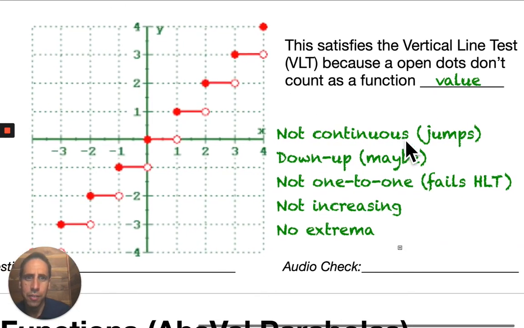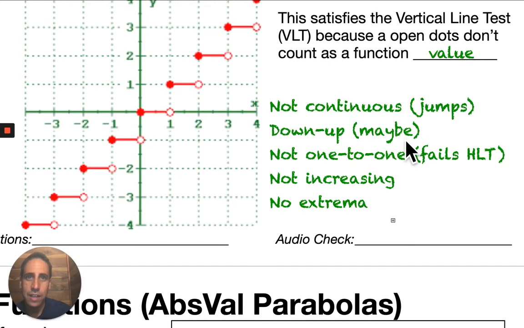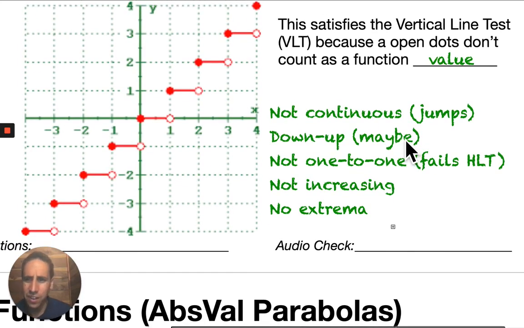Let's talk about the features of this graph. Is it even a function? Let's test it. Well, it does. It satisfies the vertical line test because open dots don't count as a function value. So if you had a vertical line right here at 1.5, fine. It only touches one point on the graph.